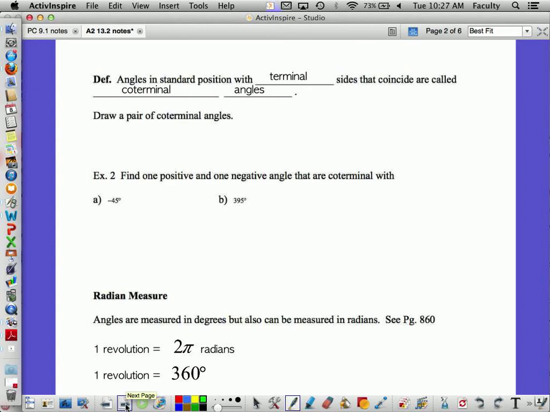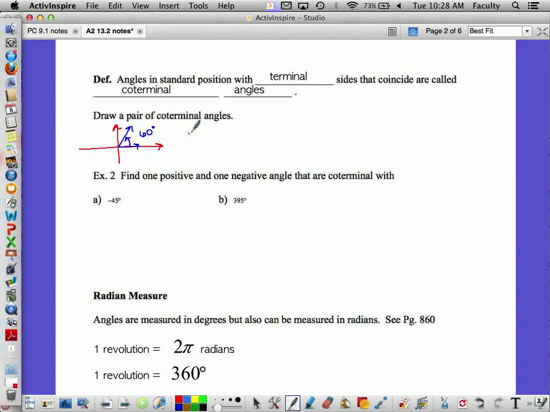All right, here's another definition. Angles in standard position with terminal sides that coincide are called coterminal angles. So let me give you an example. If I start with a 60-degree angle, coterminal means it's in standard position, so they're starting at the positive x-axis, but they have the same terminal side. That's why they're called coterminal angles.